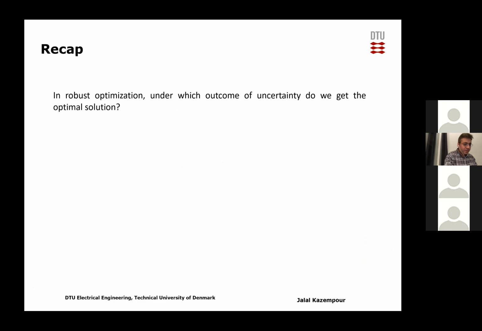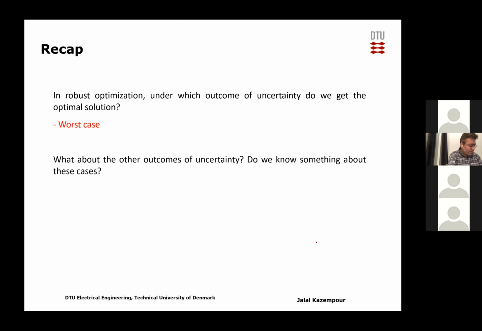Okay. So as a recap, in robust optimization, under which outcome of uncertainty do we get the optimal solution? Every point in the uncertainty set? Under which point in robust optimization do we get the optimal solution? Yes, the worst. So for the worst case, we optimize the problem, but the worst case is not given. We have to update it while we are solving the problem. So this is what I call endogenous finding of the worst case point.